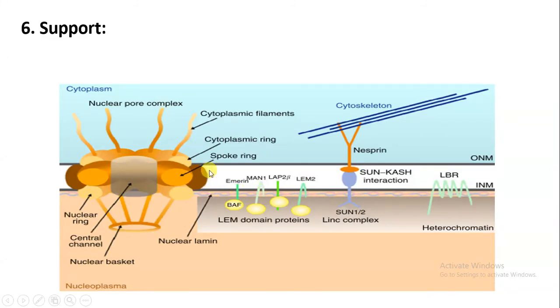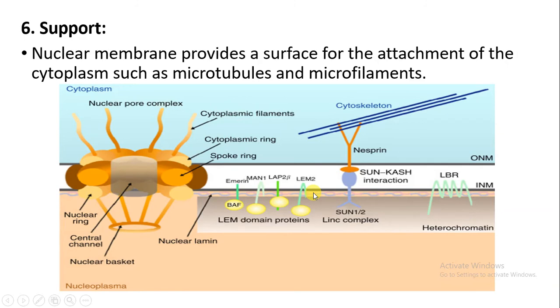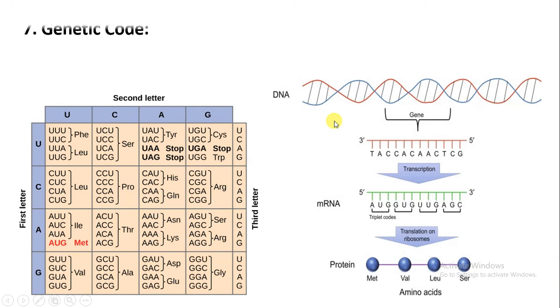Here you can see the nuclear membrane: this is the outer nuclear membrane, and this is the inner nuclear membrane. These membranes provide support to microtubules and microfilaments, which are examples of the cytoskeleton. So the nuclear membrane provides a surface so that the attachment of the microtubules and microfilaments could take place.